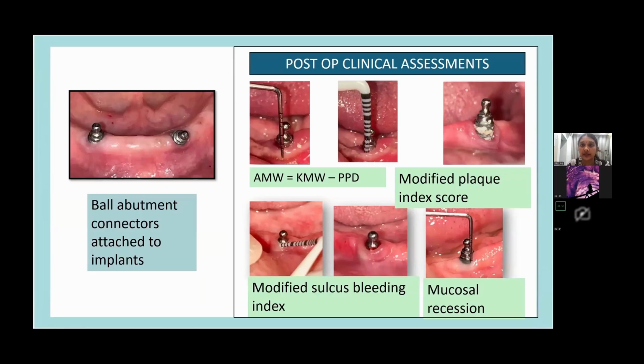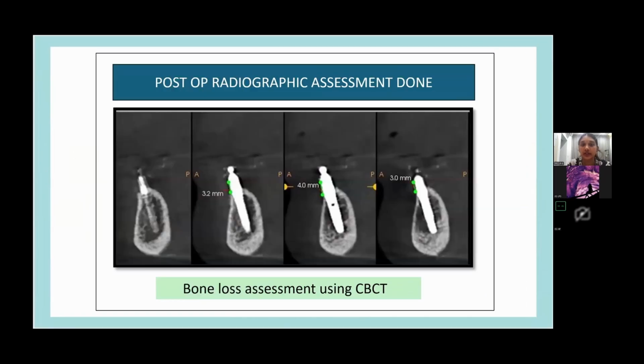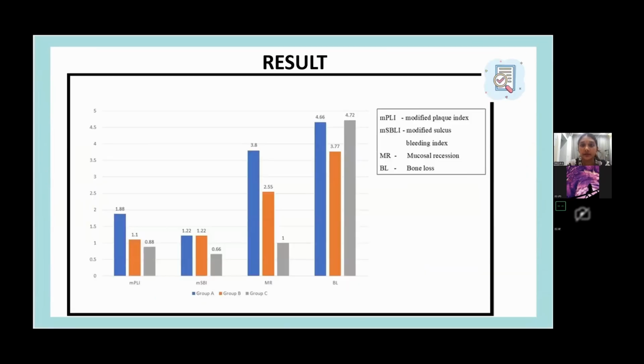These are the post-operative clinical assessment photographs: attached mucosal width, modified plaque index score, modified sulcus bleeding index, and mucosal recession. These are the post-operative radiographic assessments done.